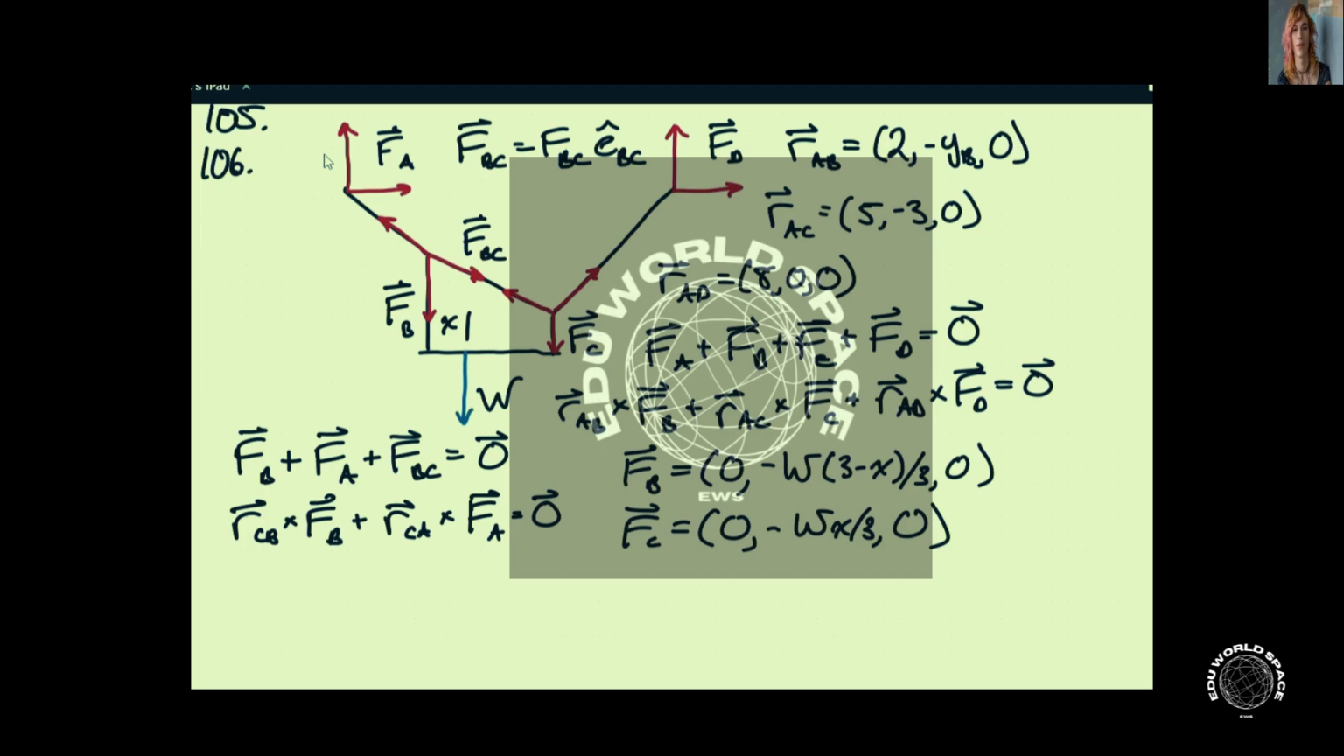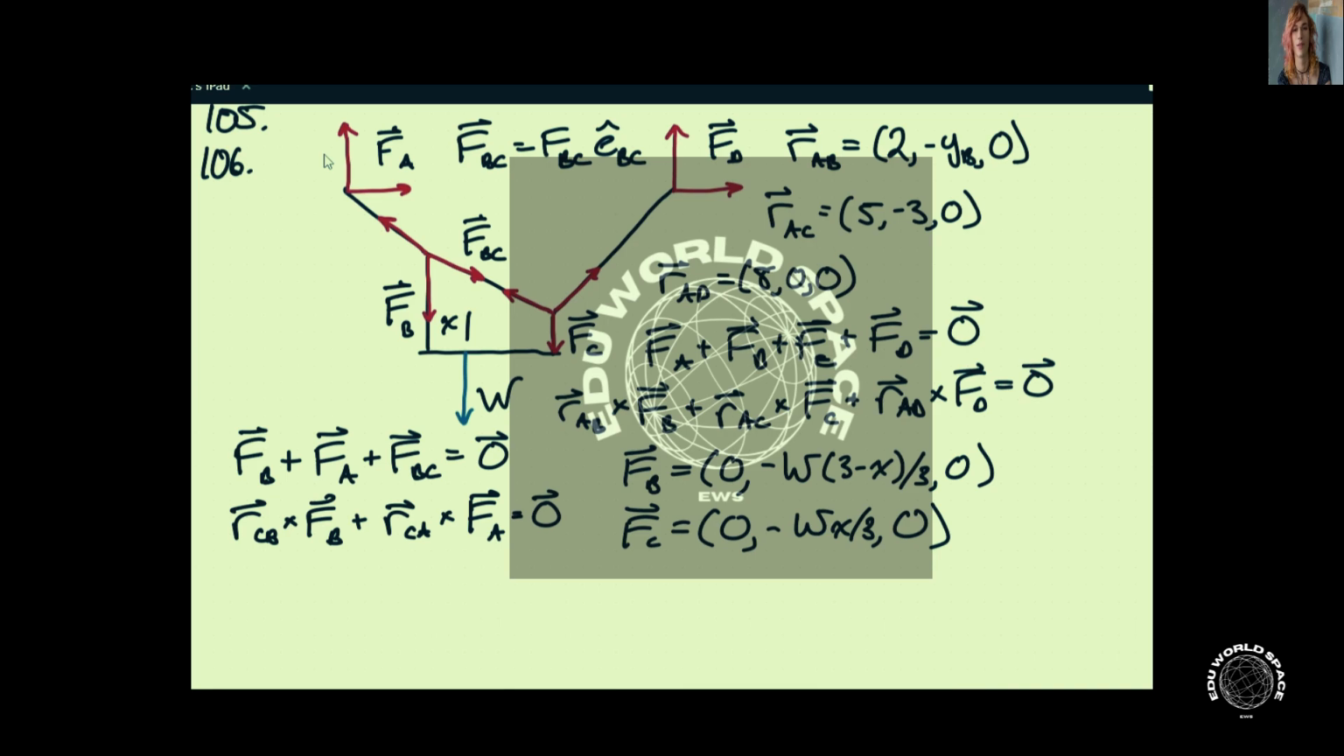We'll get one of those equations by just cutting through these ropes attached to the platform and exposing the forces connecting the ropes to ground. The force balance gives us this equation. And then if we take moments about point A, we get this moment equation, which has to be 0.